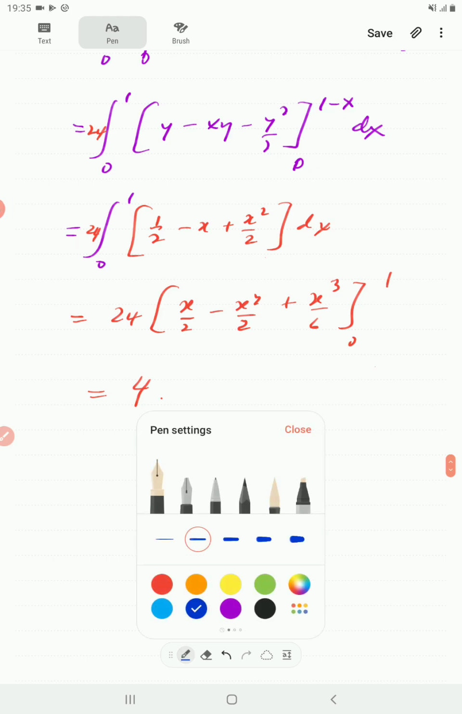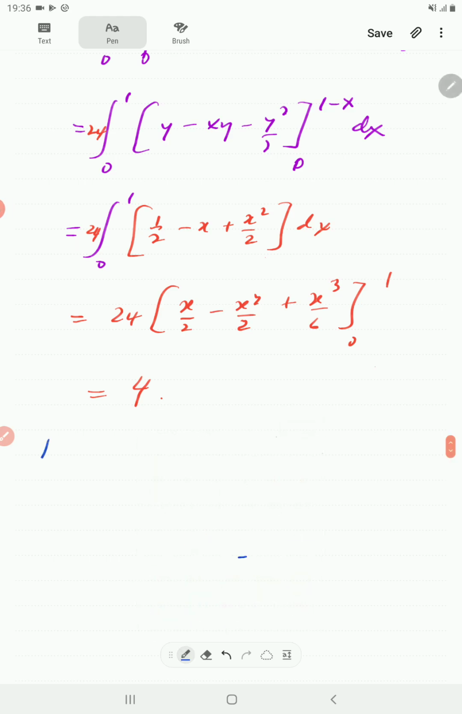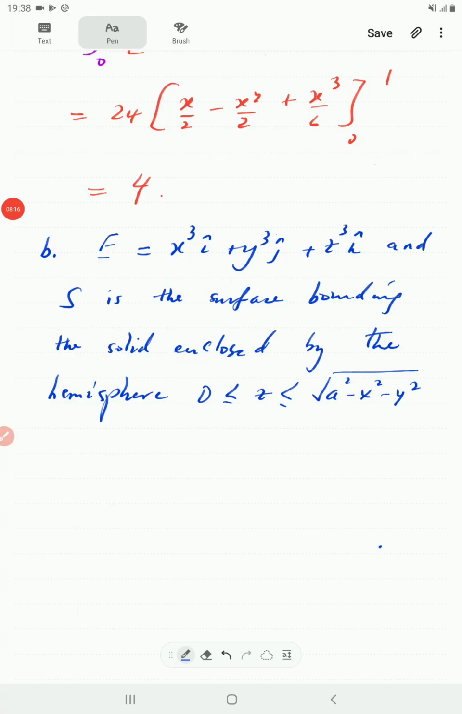And B, okay, so this time the vector function f is given by that, and the surface is the surface bounding the solid enclosed by the hemisphere. So z equals 0 at the bottom, and z equals the square root of that at the top.